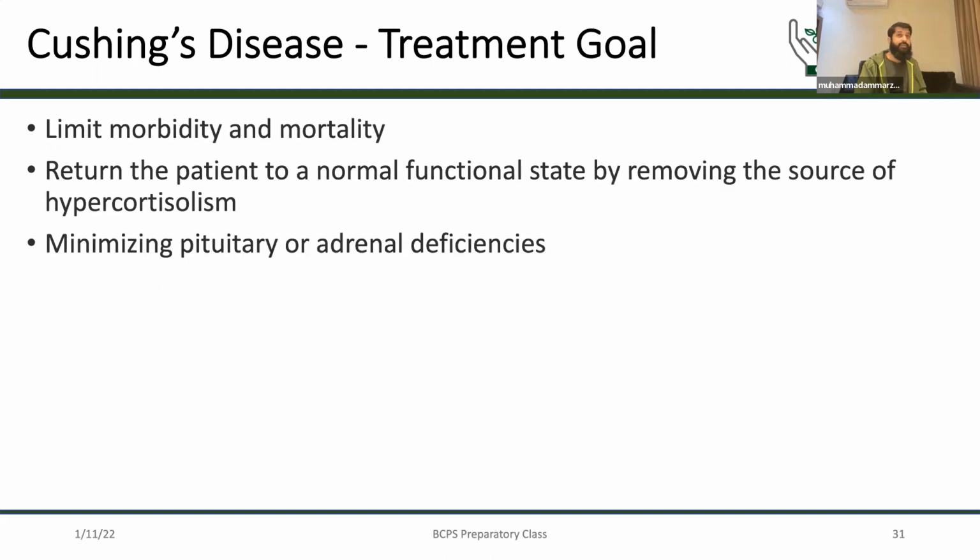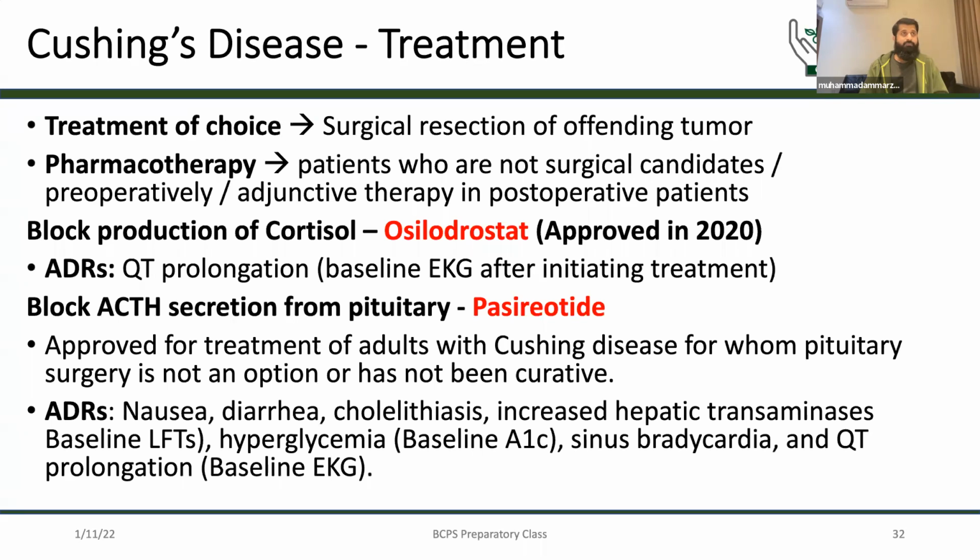So in such patients, the treatment goal is to limit morbidity and mortality, return the patient to a normal functional state by removing the source of hypercortisolism and minimizing pituitary or adrenal deficiencies. So the treatment of choice in Cushing's disease is surgical resection of the offending tumor. For example, if the tumor is in the pituitary and is releasing a lot of ACTH, then you have to remove the tumor by surgical resection, and that is the treatment of choice.